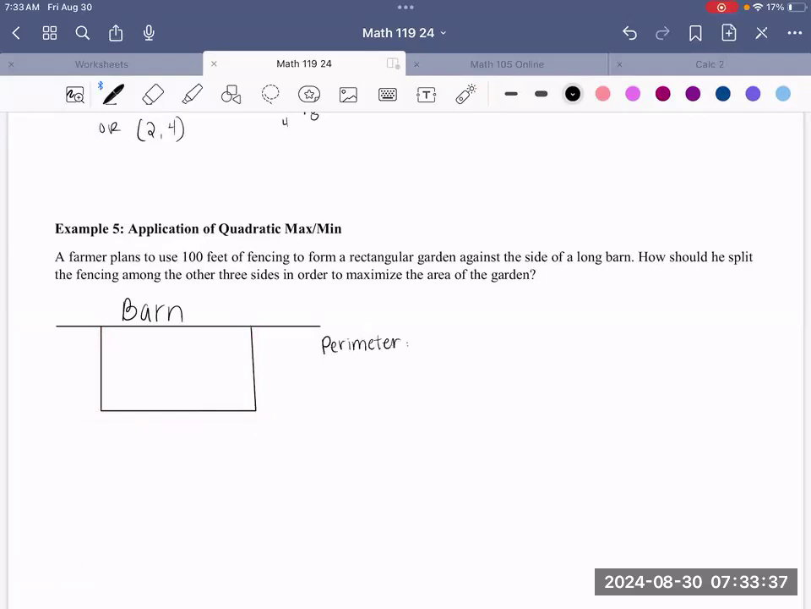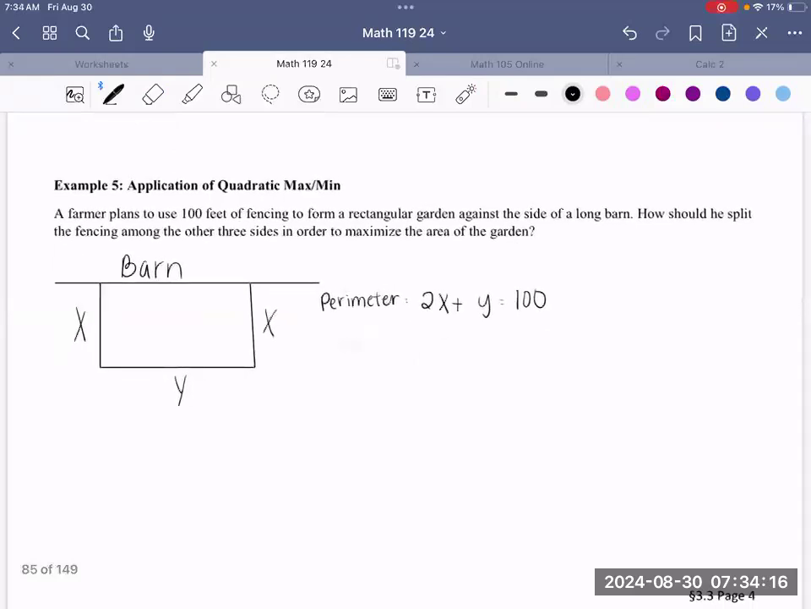Now, perimeter, right? What's the equation for perimeter? Typically, it's 2x plus 2y is equal to the perimeter, or equal to the 100. Let's say these ones are x's and these ones are y's. It doesn't matter which ones you call x and y, as long as you keep them the same. But notice that along the barn, you don't need any more fencing. So we don't have 2 y's, we only have 1 y. So we can just say 2x plus y is equal to 100, and that would be your perimeter.